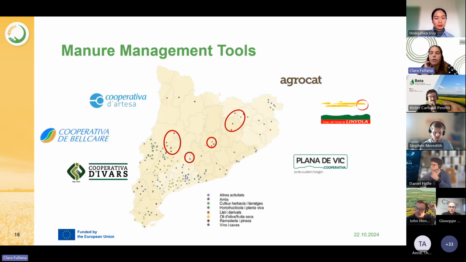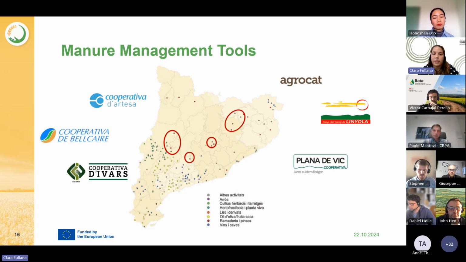I'm Clara Fullano from FECAC, which is the Federation of Agri Cooperatives in Catalonia. And I will explain to you the operational group manure management tools, the application part. This operational group was performed in 2016 by these 6 cooperatives, which produce livestock, cereals, and feed. They are located in the 2 strongly concentrated areas of livestock production in Catalonia, which are Lleida and Girona.